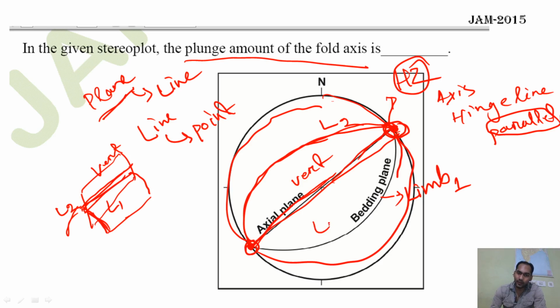Here is limb 1, here is limb 2, and this is the axial plane passing through the center, which is vertical, and the axis is marked here. So it is horizontal. Horizontal means the plunge is 0 degree. So here the plunge of the fold axis is 0 degree.